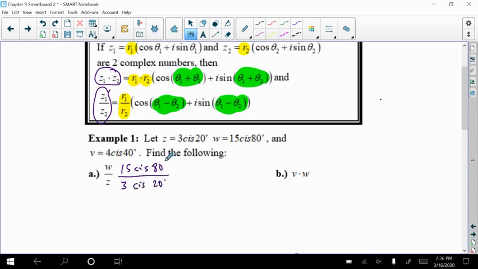I don't have to do any kind of translation because they're already in polar form. So what I'm going to do is follow the operation for the magnitude, which is the actual coefficients, so I'm going to divide those out. And with my angles, remember, I don't divide the angles, I subtract them. To simplify this, 15 divided by 3 is 5 cis, 80 subtract 20 is 60.